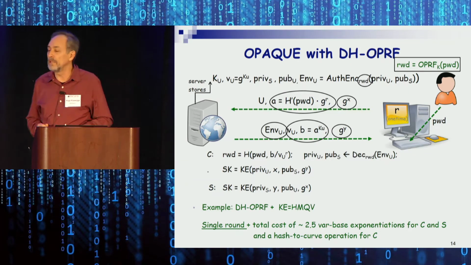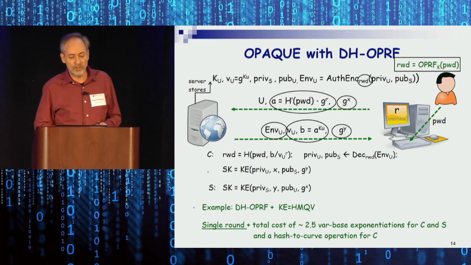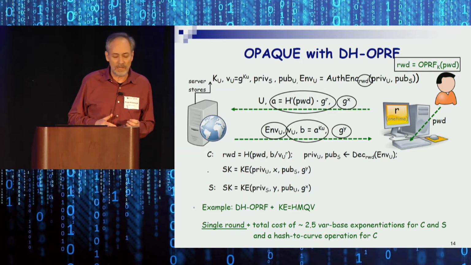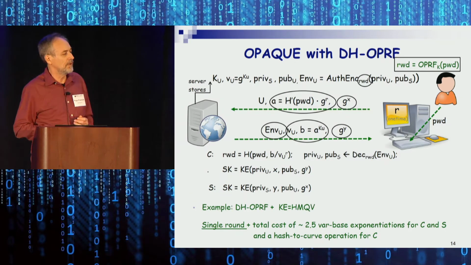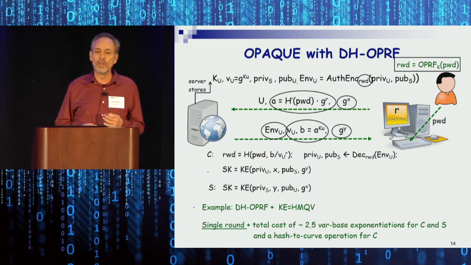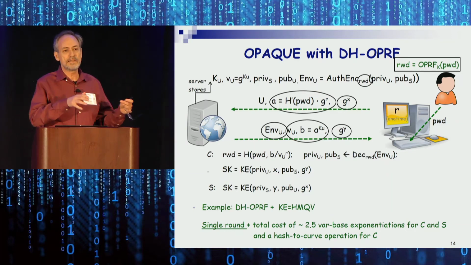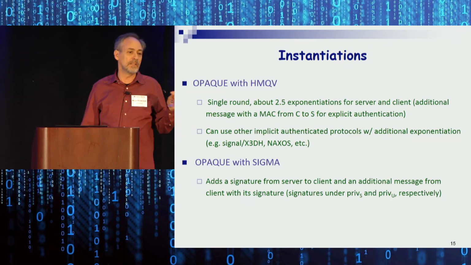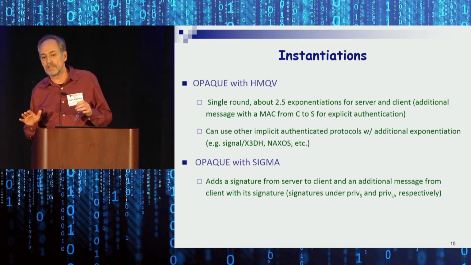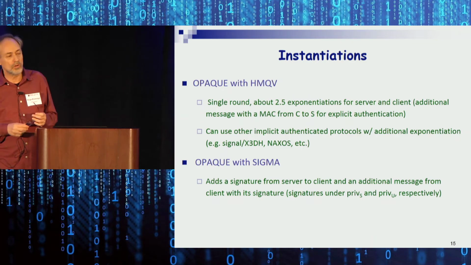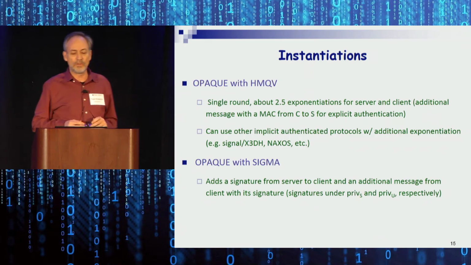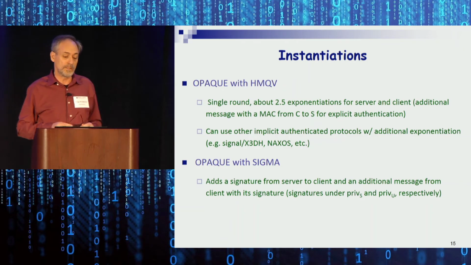If, for example, we implement this with the key exchange being HMQV, then you get this full protocol in a single round with forward secrecy and the other properties of HMQV. And the computational cost is about 2.5 variable-base exponentiations for both client and server, plus a hashing to the curve for the client. So this is one instantiation. We have more instantiations. By the way, if you use HMQV and you want to get explicit user or client authentication, you need to add one more flow, a message with a MAC from the client. But there are other implicitly authenticated protocols that you can use, usually with a little bit more exponentiations.